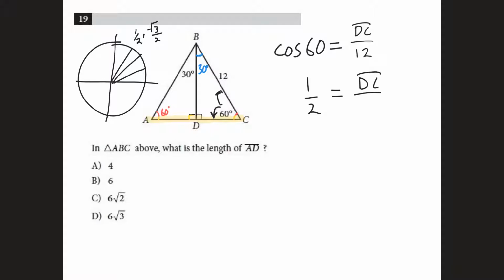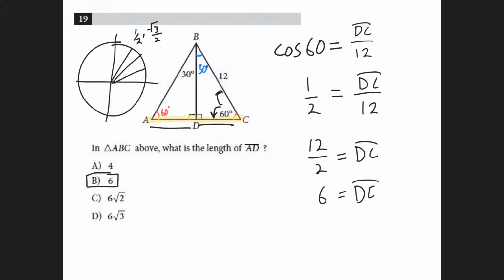You'll get 1/2 or 0.5. Now we can just multiply both sides by 12. And we get 12 over 2 equals the length of DC, or 6 equals the length of DC. Well, we already said that DC is the same as AD, so AD must be 6.